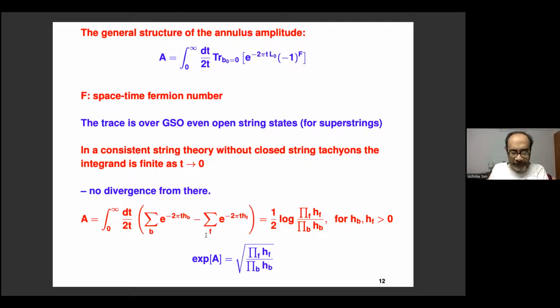Okay. So if you write this trace as a sum over bosons of e to the minus 2 pi t hb, minus a sum over fermions of e to the minus 2 pi t hf, these are the conformal weights of the bosonic and the fermionic states. These are space-time bosons and space-time fermions. Then you can easily convince yourself that once you put this epsilon here, you can change variables, you can do this integral easily, and you get an expression like this.